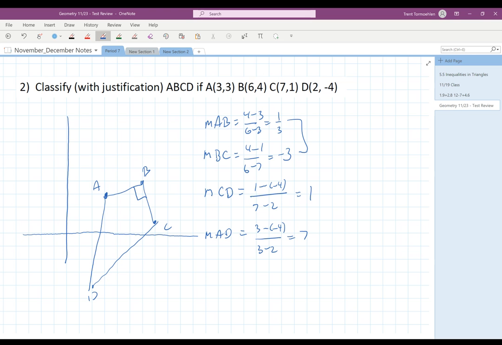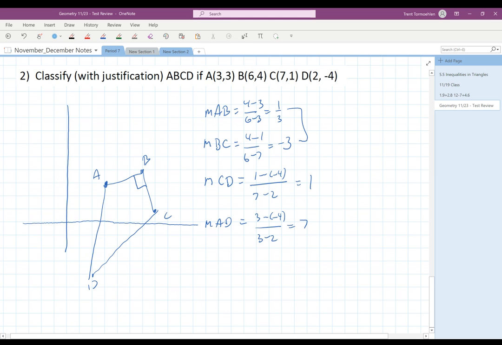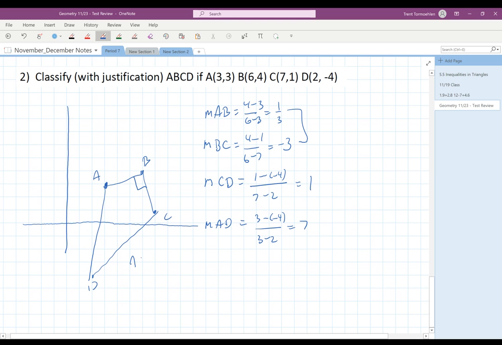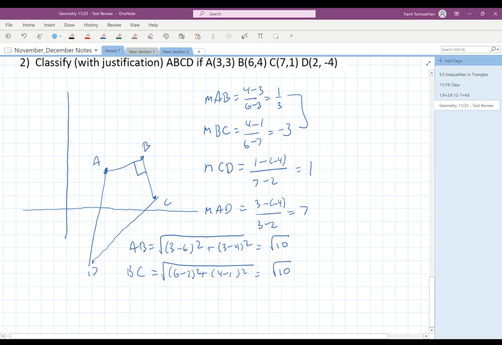So I've got to go through and calculate all four distances. And I can just go through and systematically do that. So AB is going to be 3 minus 6, subtract the x's, squared, plus 3 minus 4 squared. That gives me square root of 10. And then I can look at BC, and that is 6 minus 7 squared plus 4 minus 1 squared, and that's going to be square root of 10.